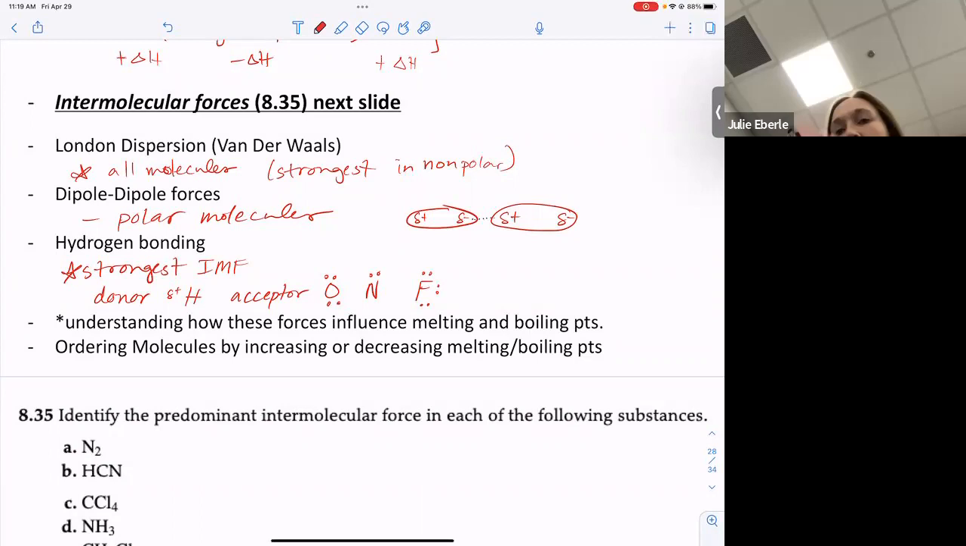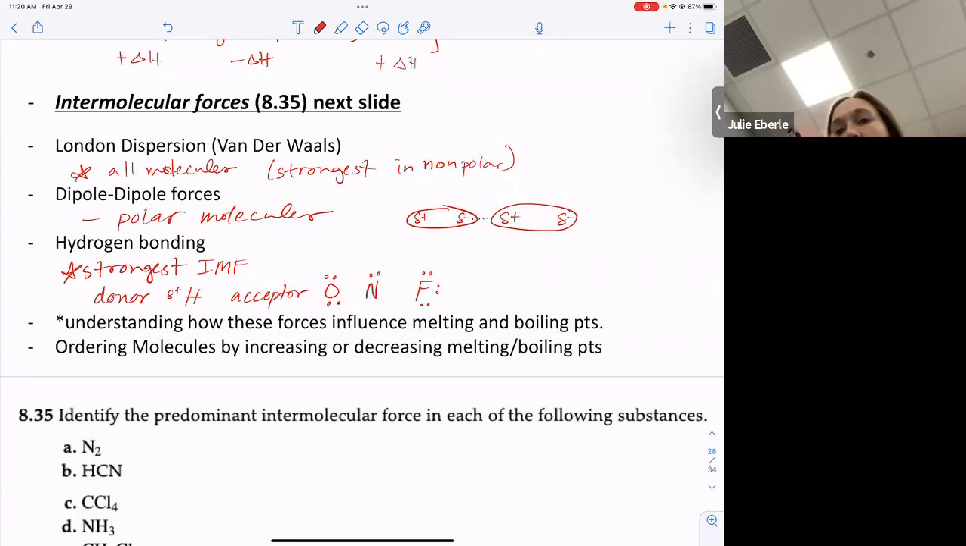Now, to hydrogen bond with a water molecule or something like ammonia, you just need to have a donor. If all you have is an acceptor, you can still hydrogen bond with a neighboring molecule. But to hydrogen bond with yourself in pure form, you have to have a donor and an acceptor.